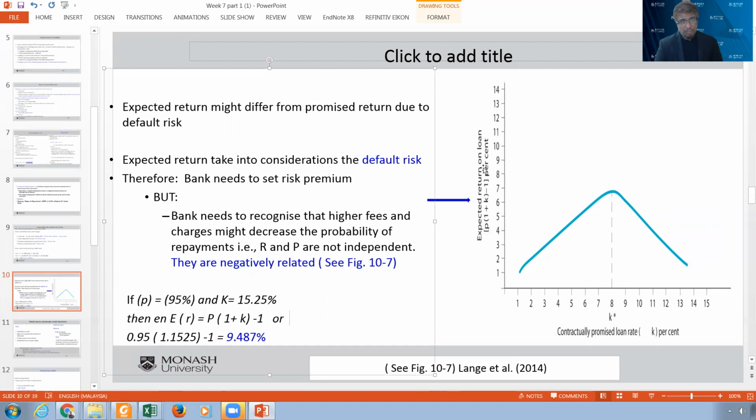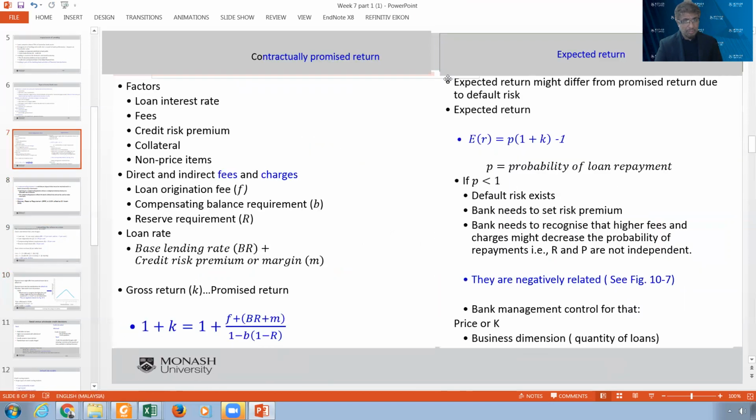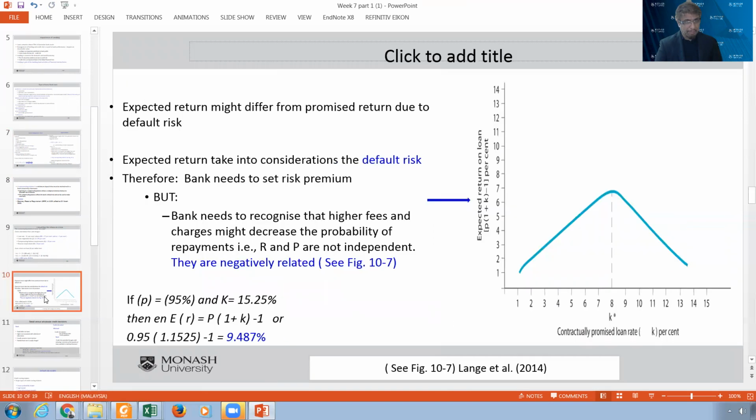This is the probability of payment, which is this formula, which is the expected return. This is the expected return here. As you can see, the formula is here. So you have to be careful in how much you charge. And actually, your pricing policy should bring you to this area where you can get the most expected return.